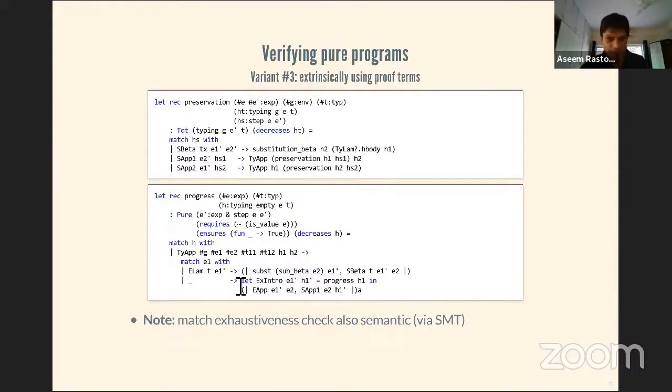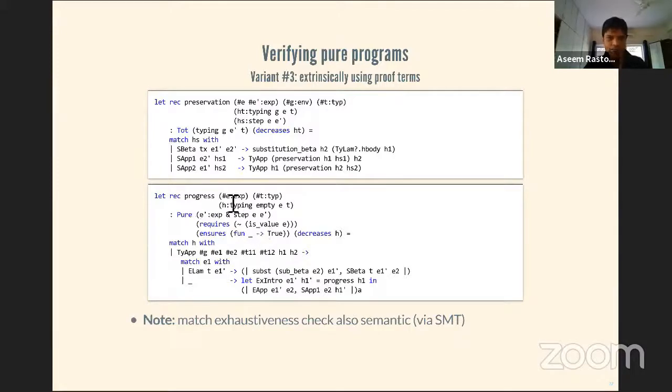For example, this is showing preservation and progress for simply typed lambda calculus. Simply typed lambda calculus is a calculus for computing functions. And one of the things there is that well-typed programs should not get stuck. You should always be able to make progress, or you should have reached a value. So this progress function is exactly stating that.